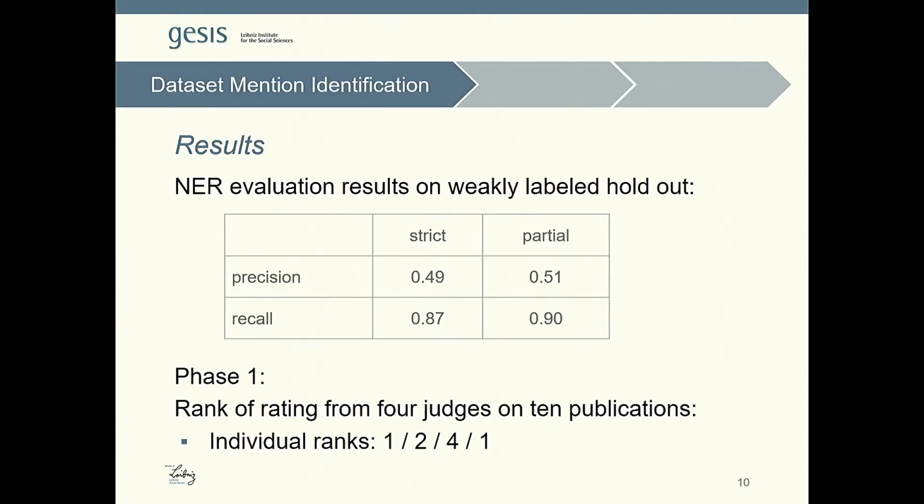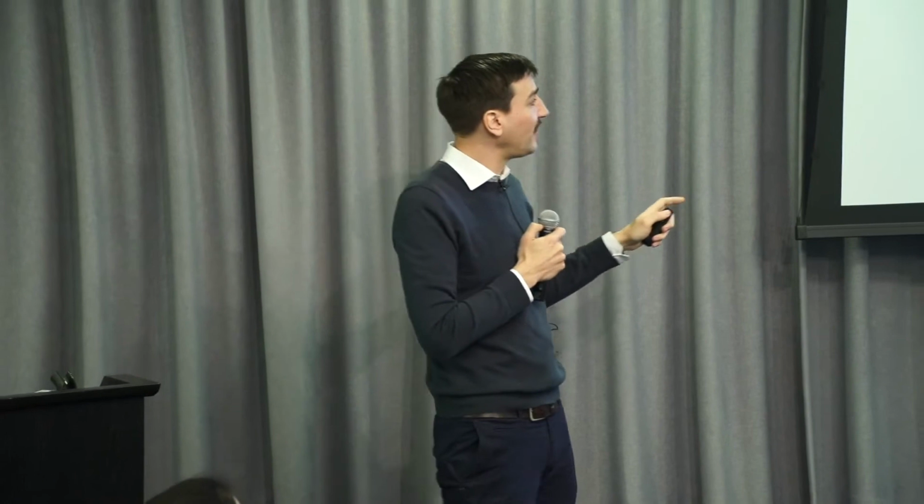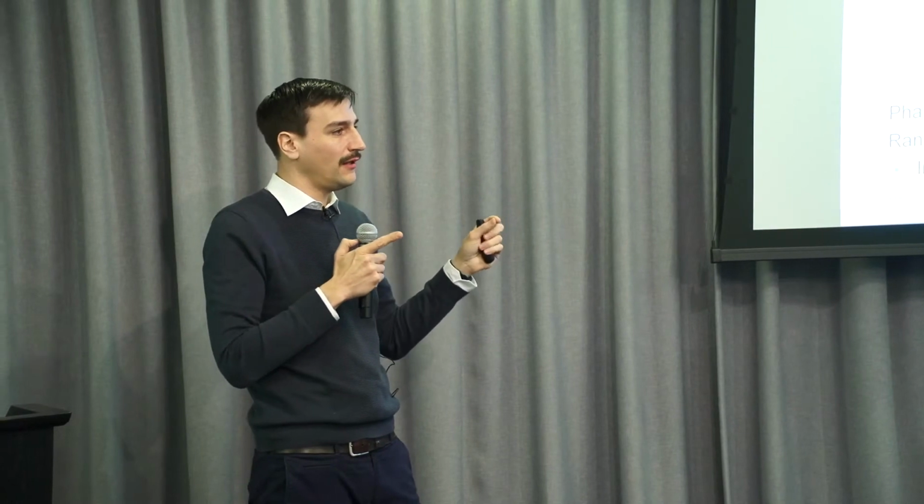As you see, we differentiate between strict and partial. These measures are based on named entity recognition. So we are looking at how good we are in finding the correct mention in the full text. And as you see, the partial one means we somehow get the right context, but not the right words. So there has to be at least one word overlap.